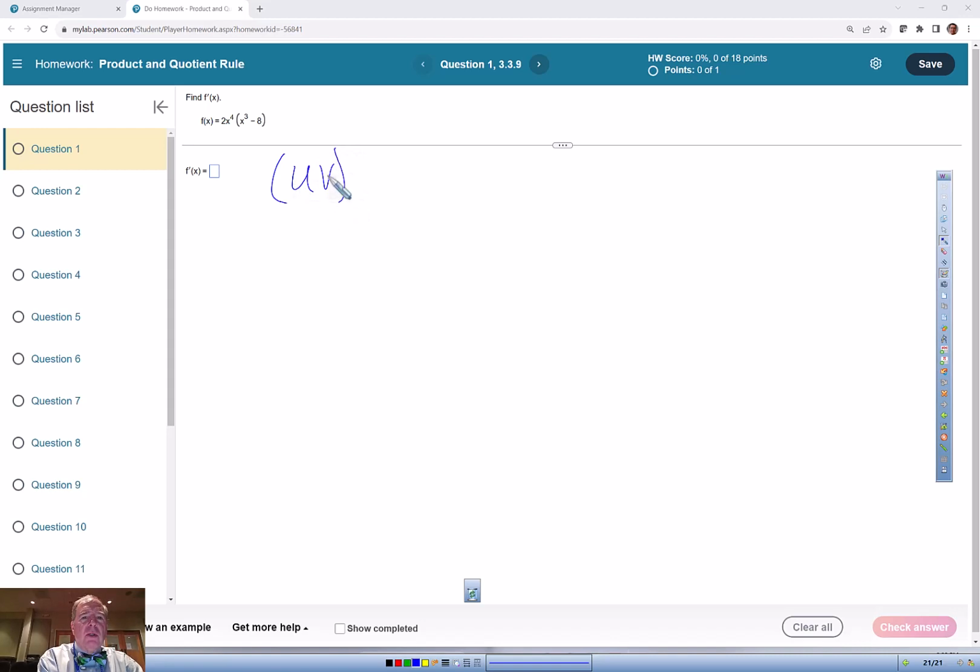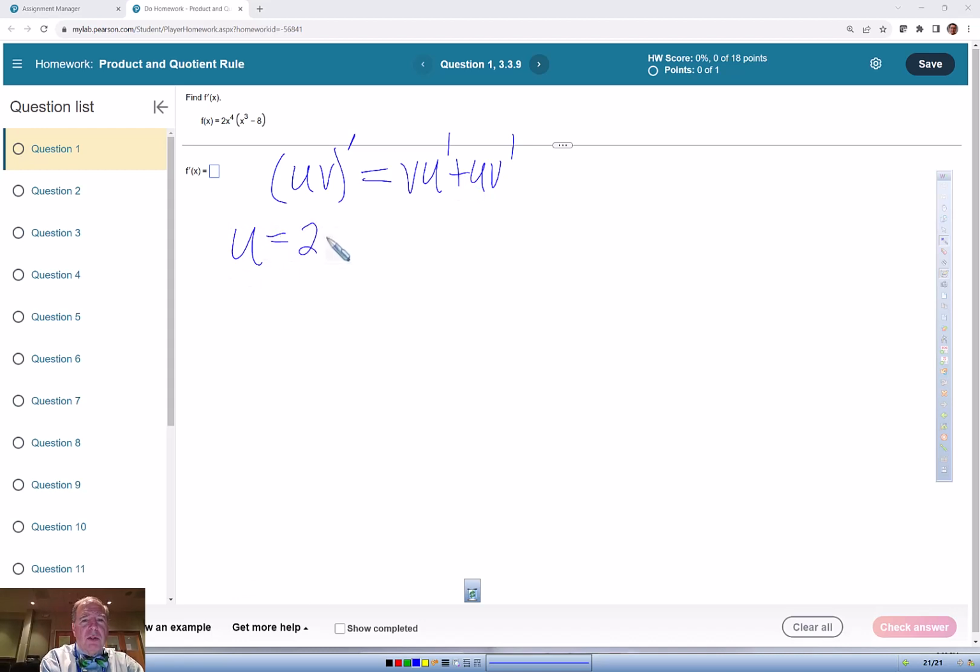So I've got u times v, which are both functions of another variable, in this case x, and I want the derivative of the product of those two. So that will be v u prime plus u v prime. So the derivative goes on the second of the two functions each time. Then I make myself a table.